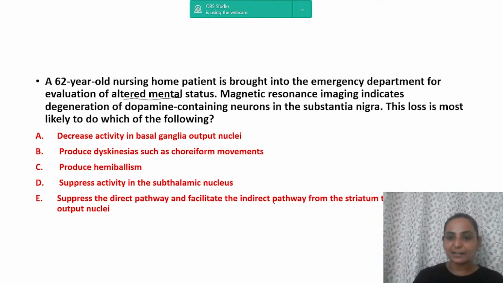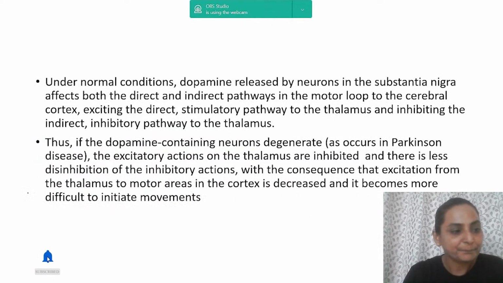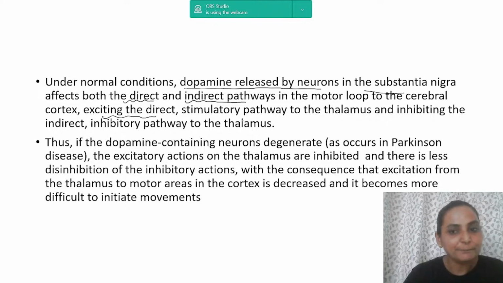So what is the correct answer? E. That is, the degeneration of the dopaminergic neurons suppresses the direct pathway and facilitates the indirect pathway. Under normal conditions, dopamine released by the neurons in the substantia nigra affects both the direct and the indirect pathways in the motor loop, exciting via the direct pathway and inhibiting via the indirect pathway.